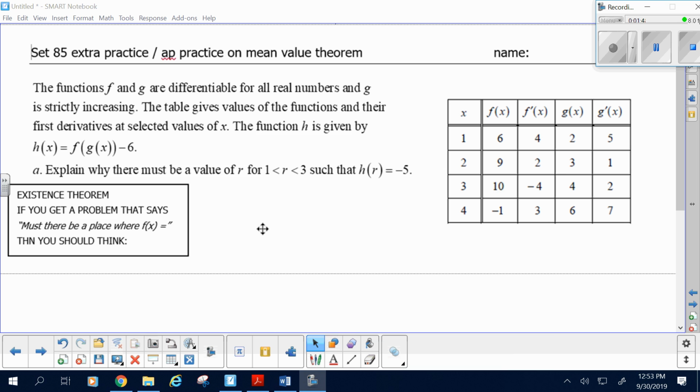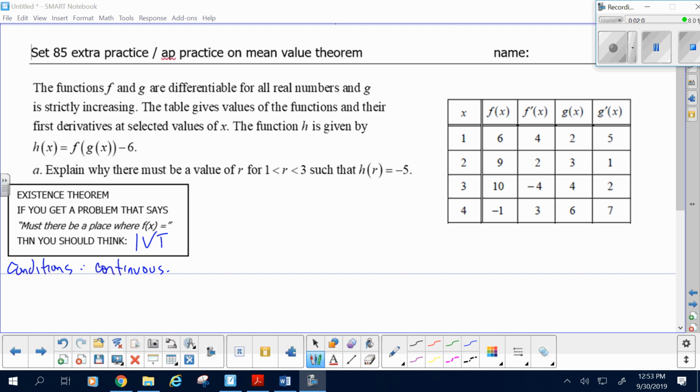Let's pause for A. What do you read this as? If it says, must there be a place where F equals, then you should think IVT. What are the conditions for IVT? Conditions are continuous, that's all. And I guess between this has to be satisfied for it to be applicable.